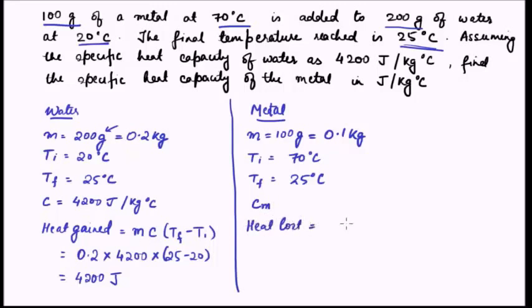Now the heat lost will be equal to m times C metal times (T initial minus T final). Why T initial minus T final? Because it is lost. Heat is lost. Replacing it, 0.1 times Cm times (70 minus 25). 70 minus 25 is 45, so it will be 4.5 Cm joule. Now this is the heat lost by the metal. 4200 joule is the heat gained by water.